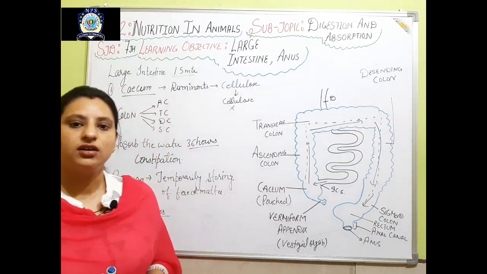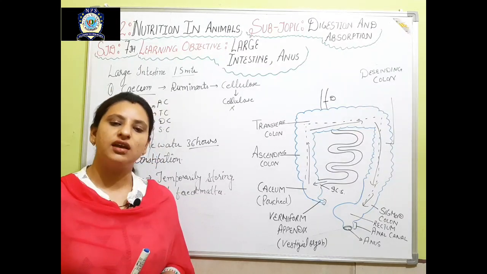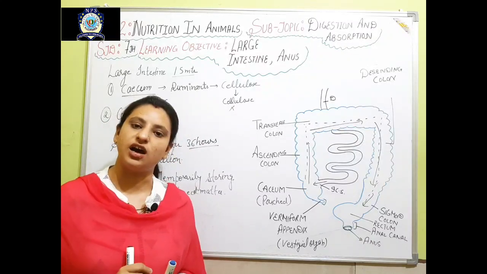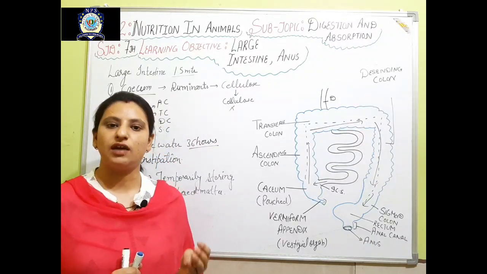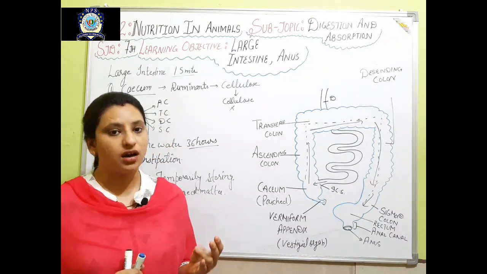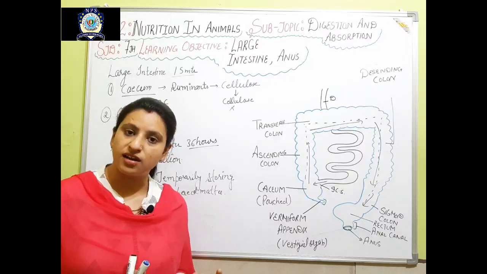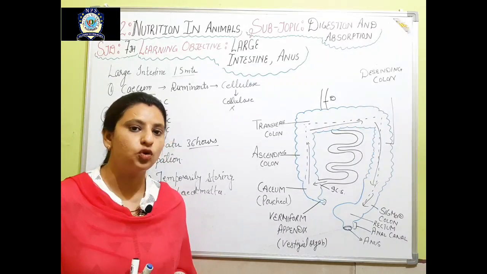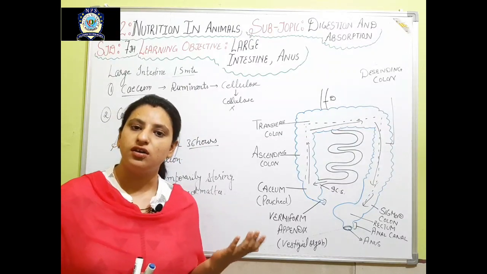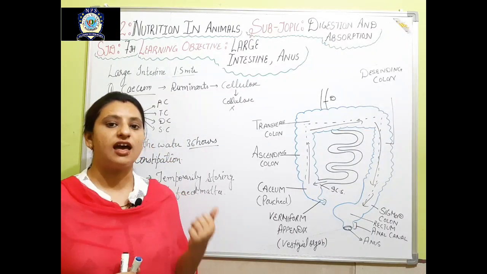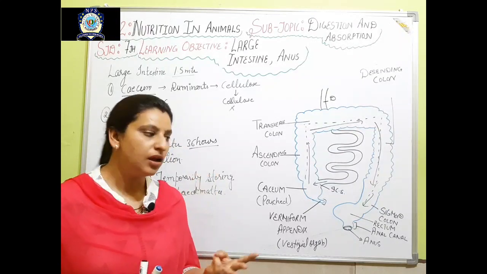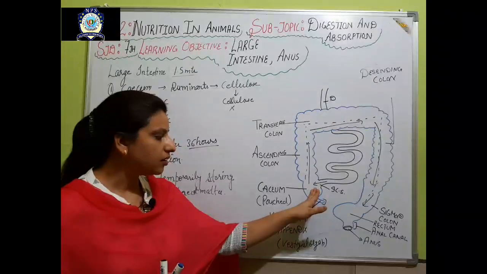So we have learned the digestive system in humans in detail, that is from mouth to anus, it is called the alimentary canal. We started from the mouth, then we went to the buccal cavity. In the buccal cavity we learned about teeth, tongue, palate, salivary glands, then the esophagus, which is also called the food pipe. Then we learned digestion in the stomach. Then we went to the small intestine. Small intestine has 3 parts, that is duodenum, jejunum, ileum, and after that there is the large intestine.